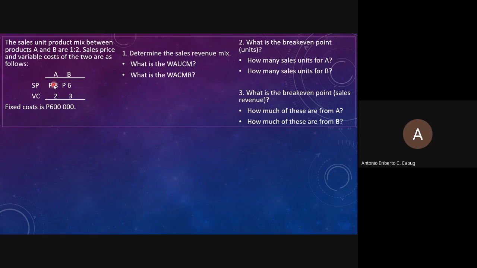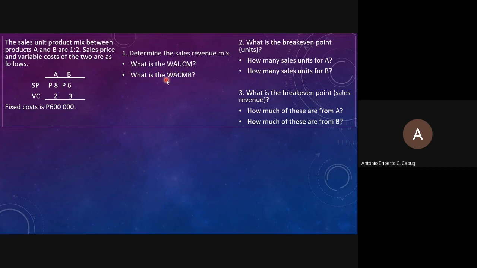The price of A is 8. The price of B is 6. The variable cost per unit of A is 2. Of B, it is 3. Fixed cost is 600,000 pesos. Determine the sales revenue mix. What is the weighted average UCM and the weighted average CMR?